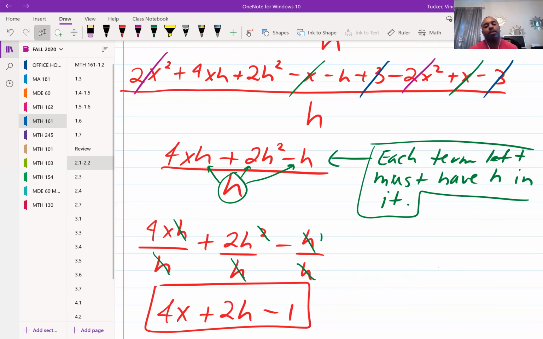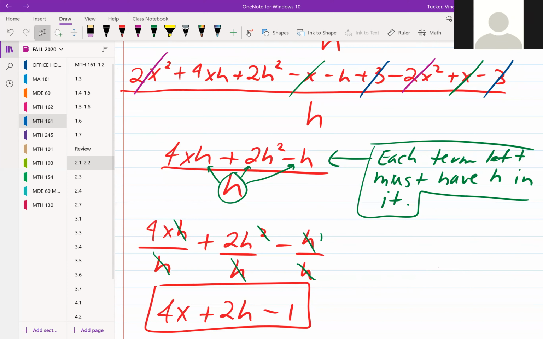All right, and then you see that 4xh over h would just be 4x. 2h squared over h, one of those h's will cancel, leaving you with 2h. And then negative h over h is negative 1. And so that's our difference quotient, 4x plus 2h minus 1.